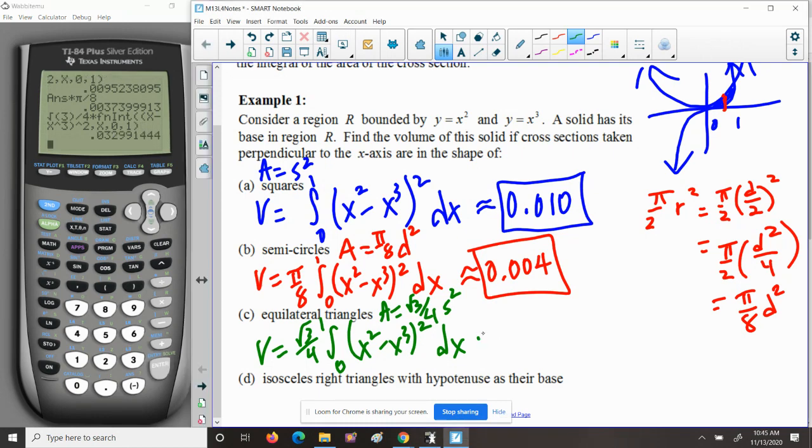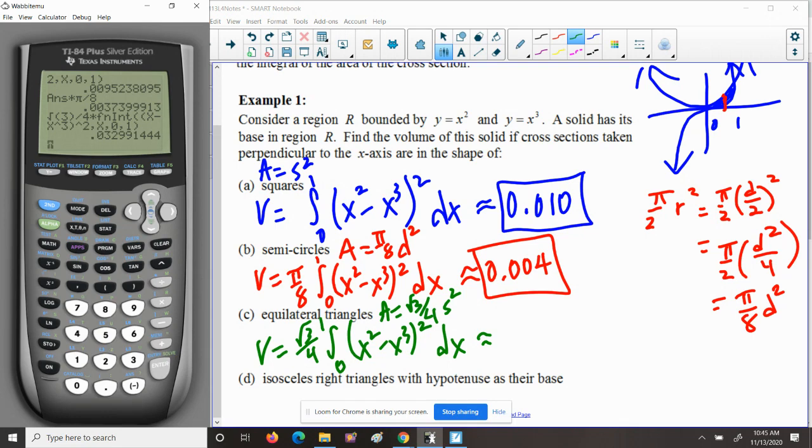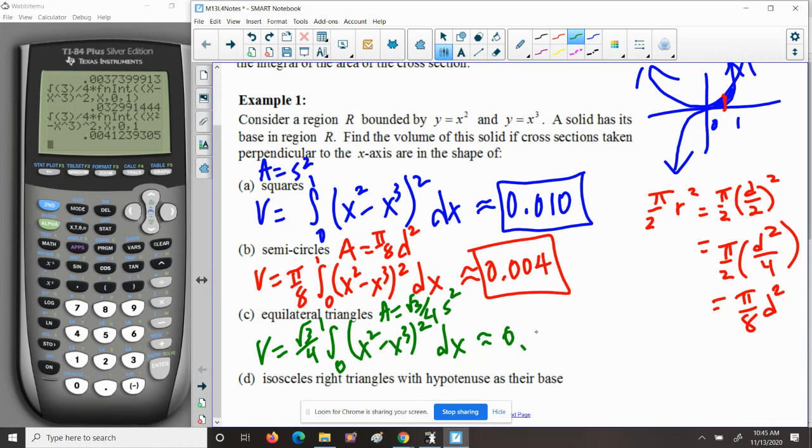And that gives us, did I do that right? Oh, I forgot my x squared. Dang it. Okay, so let's redo that. Square root of 3/4 times the integral of x squared minus x cubed, all squared, comma x, comma 0, comma 1. Now we got it. All right, so that is 0.004.